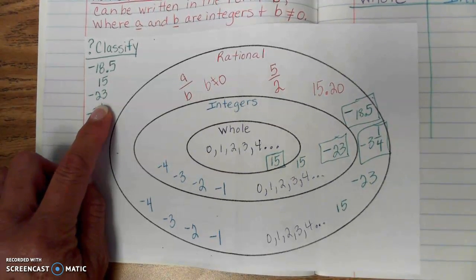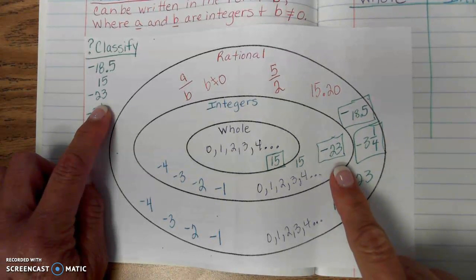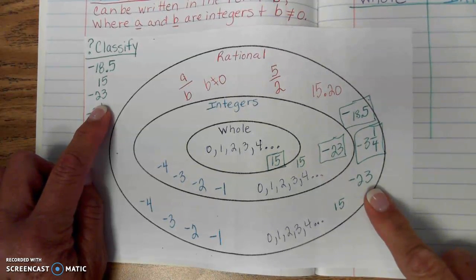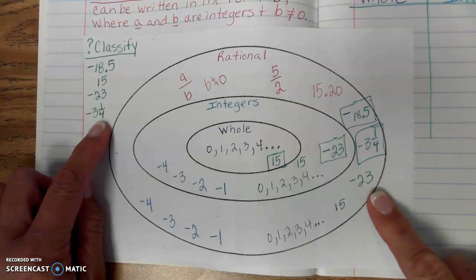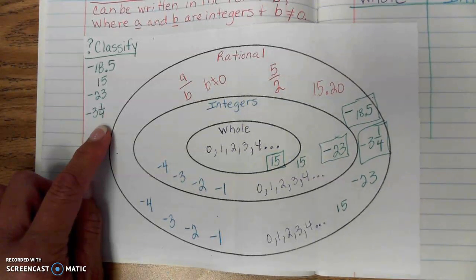Very good. And negative 23 fits most specifically in integers, and if you're an integer, you're also a rational number. And then our last one, negative 3 and a quarter, fits in rational numbers. It's only a rational number. It can't be in any of those others.